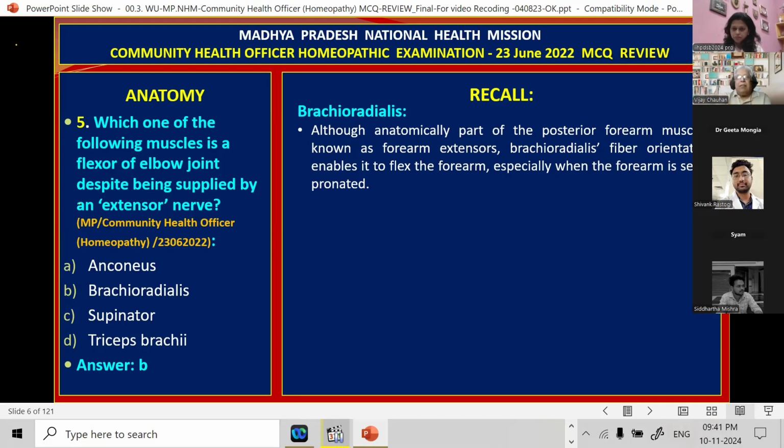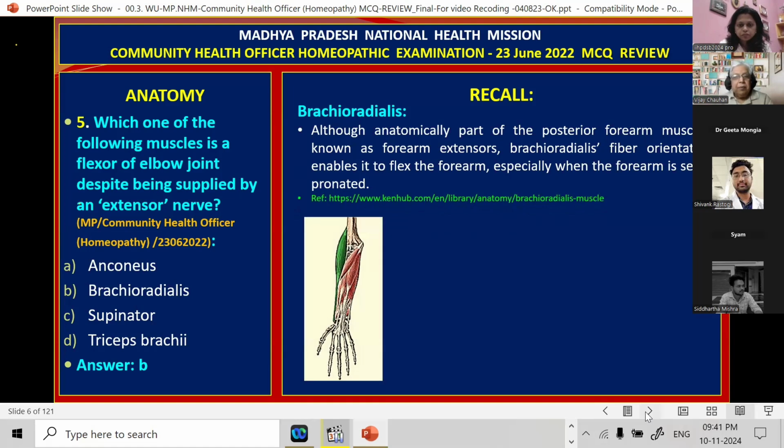रिफ्लेक्स देखते हैं यहां पर. तो वो रिफ्लेक्स ब्रेकियोरेडियलिस को ही देखना पड़ता है हमको. Anyway, so can you see the muscle brachioradialis?